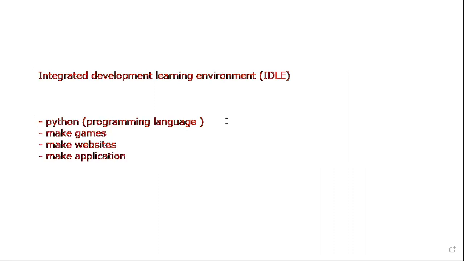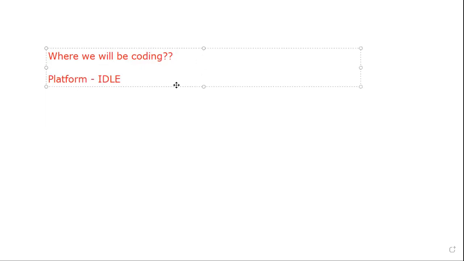After that, the next part which we are going to learn is where we will be coding. So we are going to code on a platform, and what platform do we have? We have IDLE. So that will be our editor. If anyone asks you where do you code in Python, you will say IDLE, that is Integrated Development Learning Environment. So right now we have selected the platform IDLE. Basically that is a software which is already installed in your system. So let's get started.